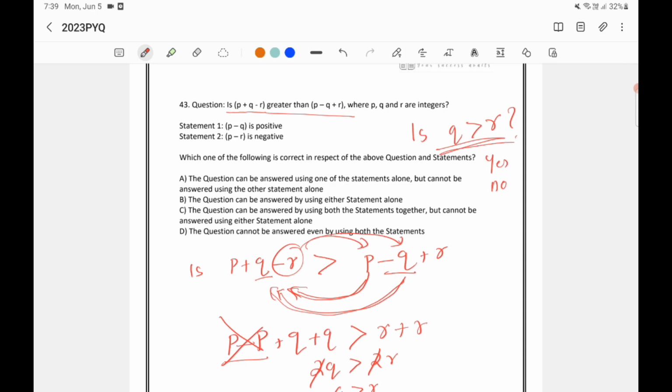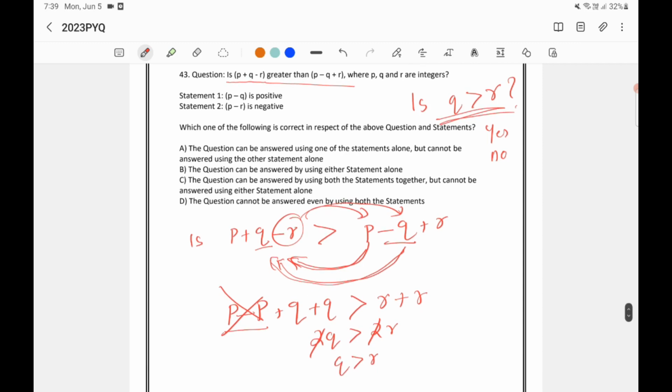Is Q greater than R? No. Then we are answering the question. That also you need to remember here. So now statement 1 says that P minus Q is positive. P minus Q is positive means P minus Q is greater than 0. So if I rearrange, I can write it as P greater than Q if I take Q to this side, right?